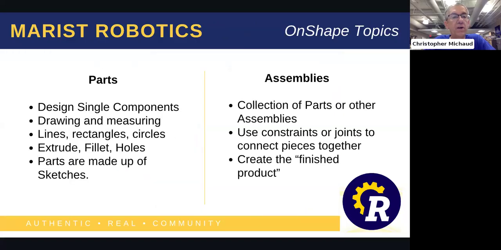So again, our topics here, we're going to be dealing with parts, which are designing single components where you're going to draw and measure using lines, rectangles, and circles, extrude and fillet and holes, and parts are made up of sketches. And then you have assemblies, which are a collection of other parts. You use constraints to connect the pieces together, and it is in assemblies where you create the finished product.